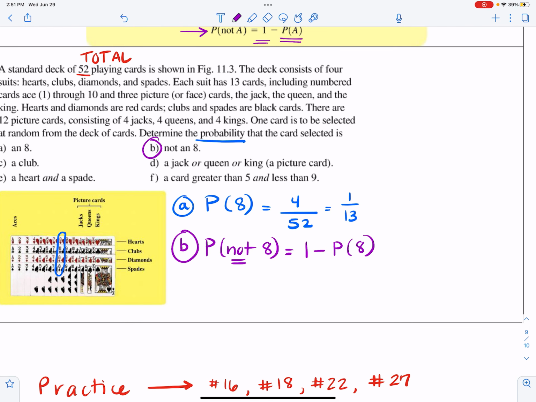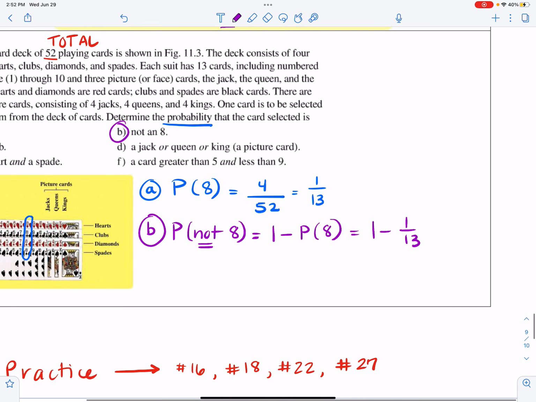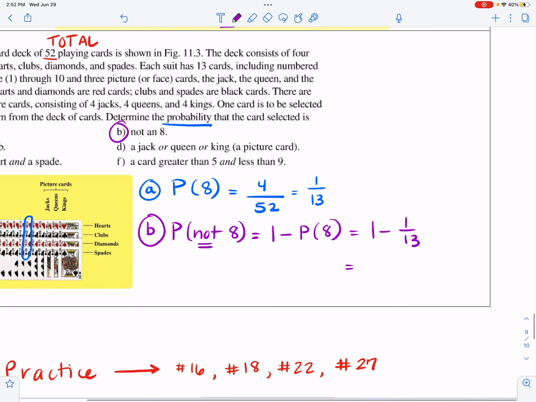So that means if the probability of an 8 is 1/13, then the probability of something that is not an 8 is just 1 minus that. All right, and then depending on whether you want it in decimal form or fraction, I'm only doing fraction here. 1 is 13 out of 13. And if I subtract 1 out of 13, then I'd be looking at a probability of 12/13. Anytime there's a not in front of it, you can use that to flip it around. Just subtract the event from 1.